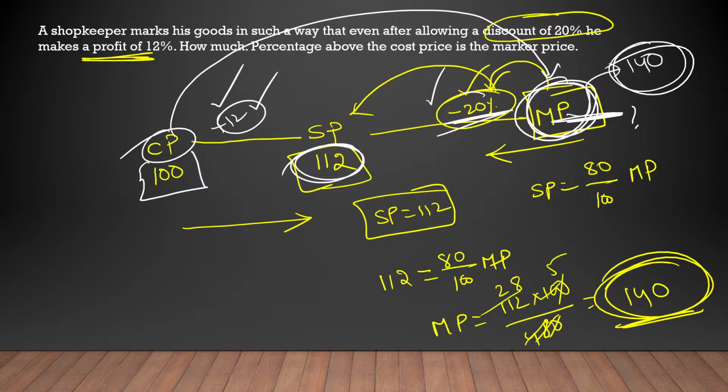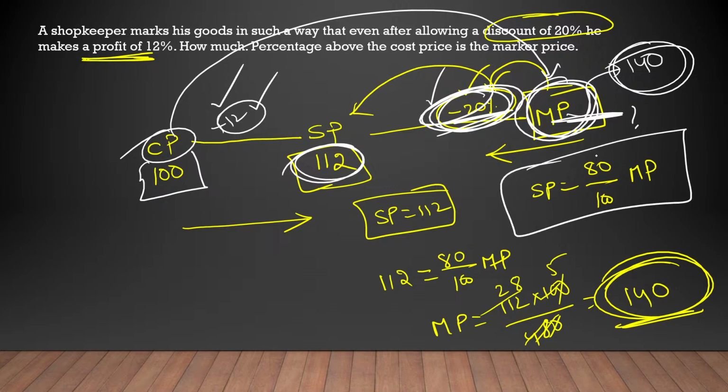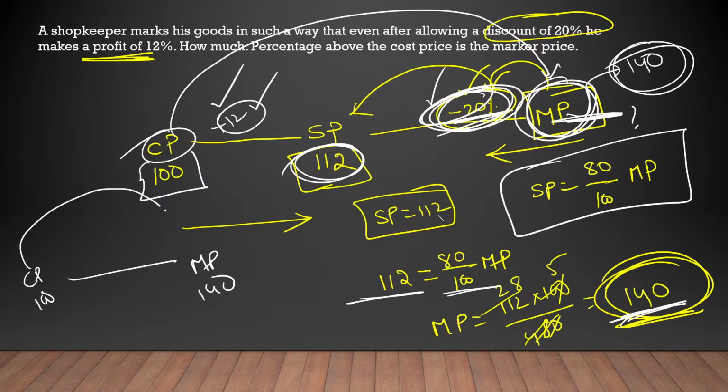Then he is saying he is giving 20% discount. If somebody is giving 20% discount, it means they are selling it for 80% of the price. So from this side 112 is equal to that side 80% of market price. By solving that, I got market price as 140. So if my CP is 100 and market price is 140, how much is this market price more than my CP? It is more than your CP by 40%, which is your actual answer.